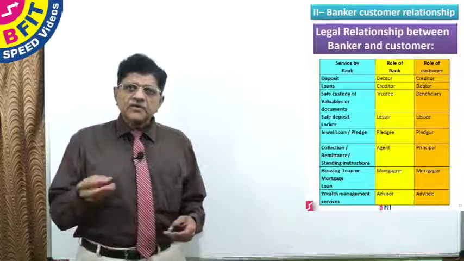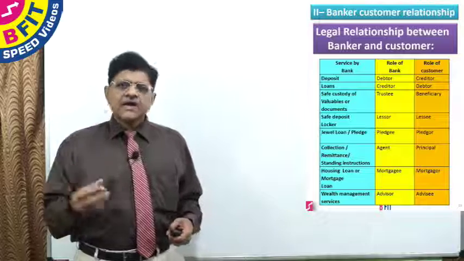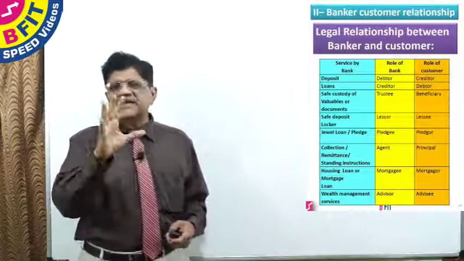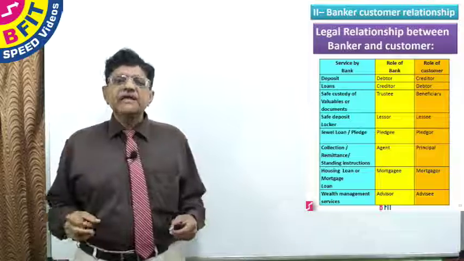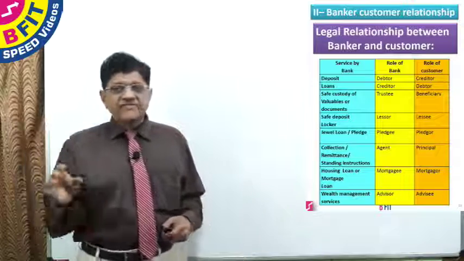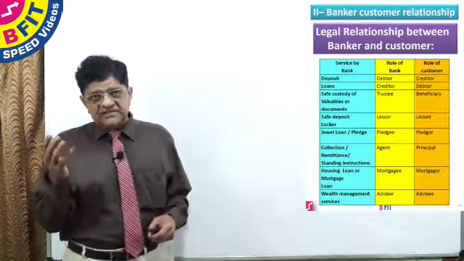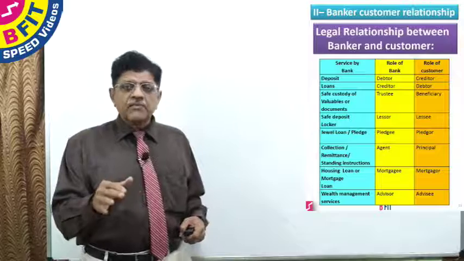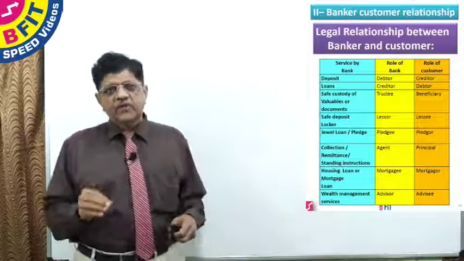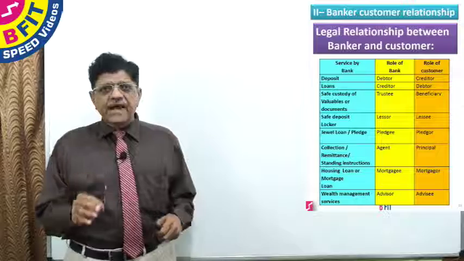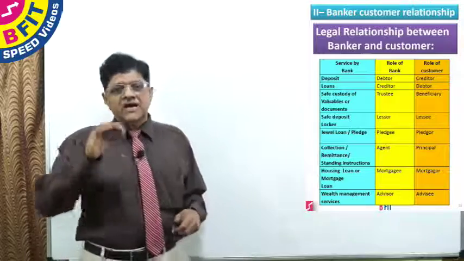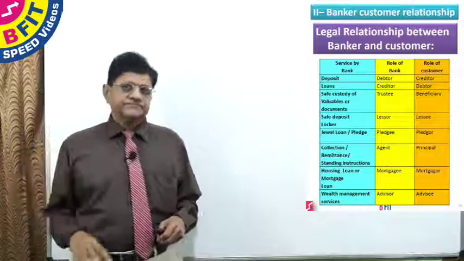The person who lent the money is the creditor, the person who borrowed the money is the debtor. That all of us know. Therefore, the bank has borrowed the money and the customer has lent the money. Whenever a deposit happens, the customer lends money and the bank borrows money. Therefore, whenever there is a deposit of money by a customer in a bank, the banker is a debtor and the customer is the creditor.